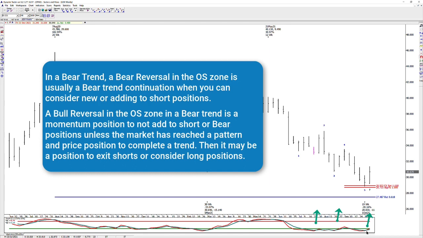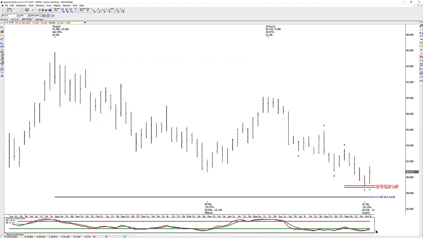If the market comes into a price and pattern position when it's at that bull reversal, then there's a possibility, when the bull reversal is made, that it has completed the price or pattern trend. So that's when it becomes important. A bull reversal in the oversold zone, the importance will depend on the price and pattern position. So for instance, let's take a look at this data coming down from the May high. It's more or less in a five-wave decline. In fact, it's not really more or less. It really looks like a five-wave decline.